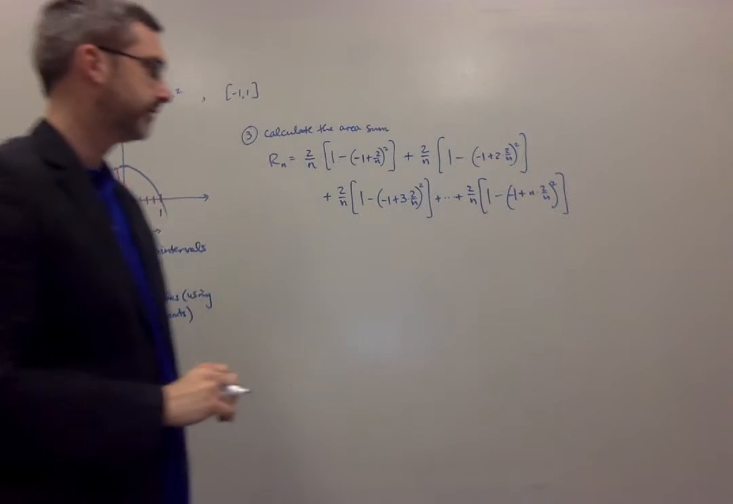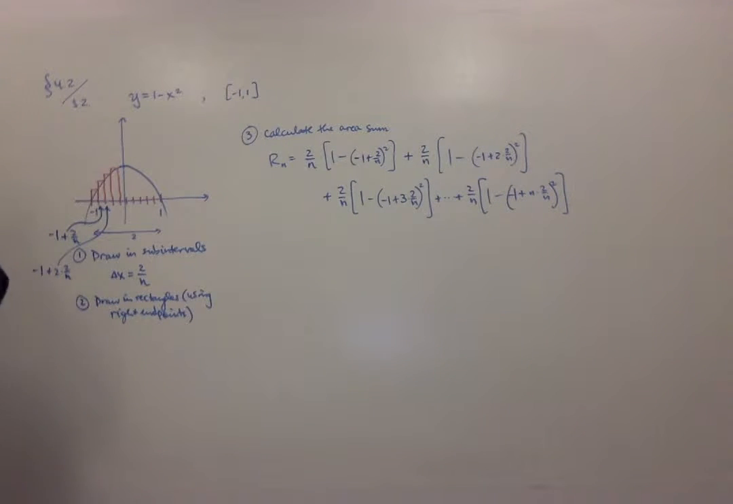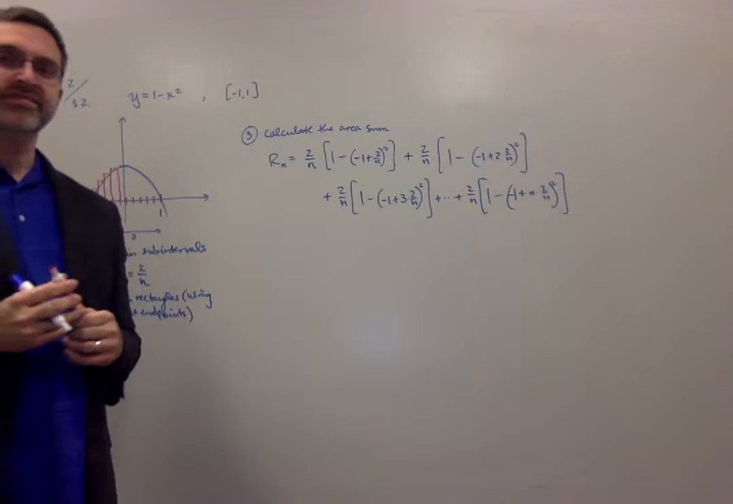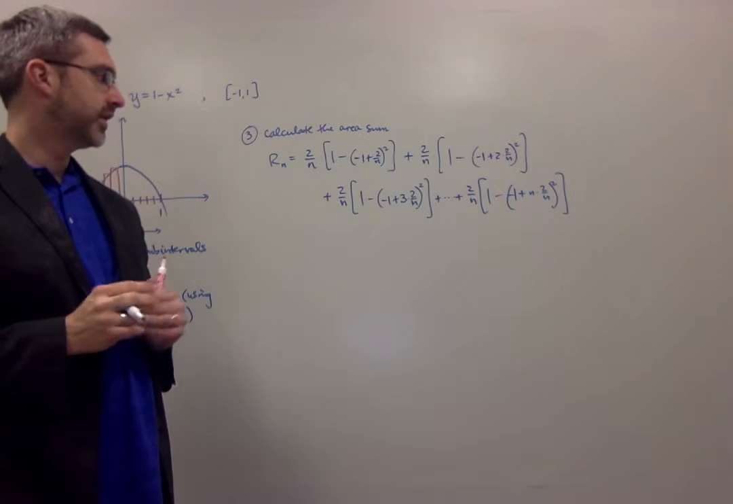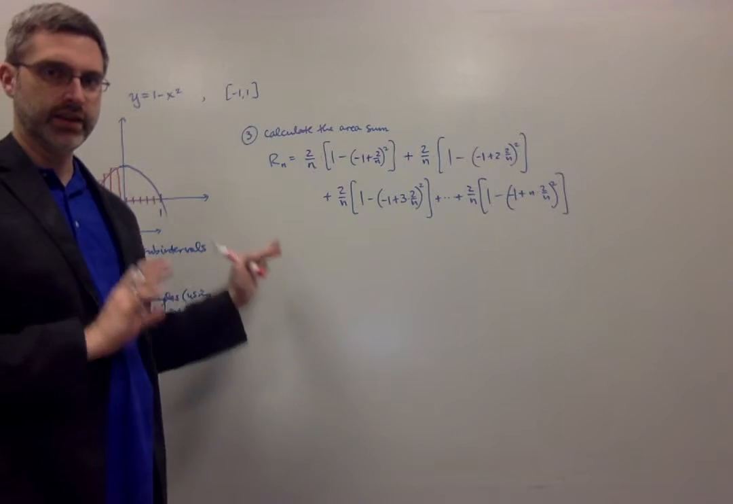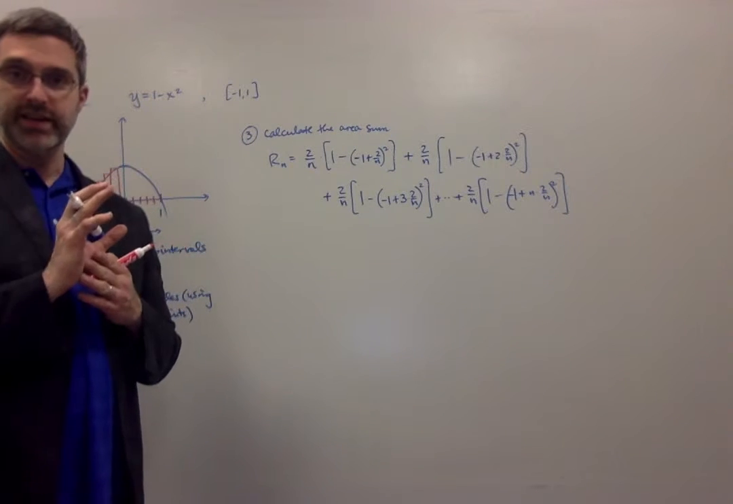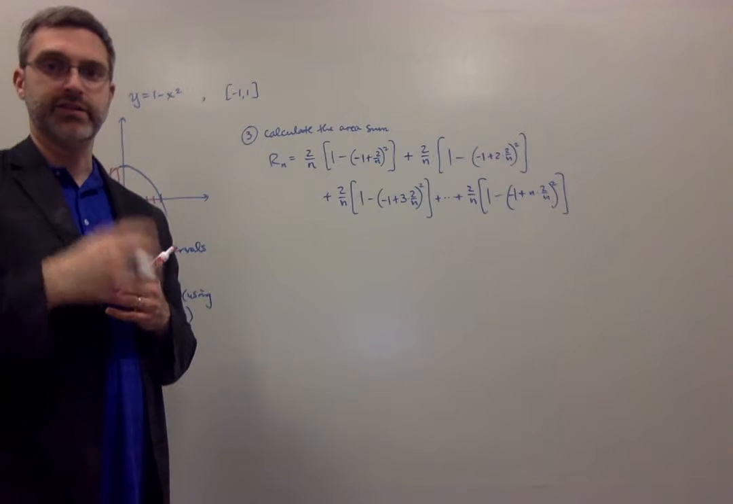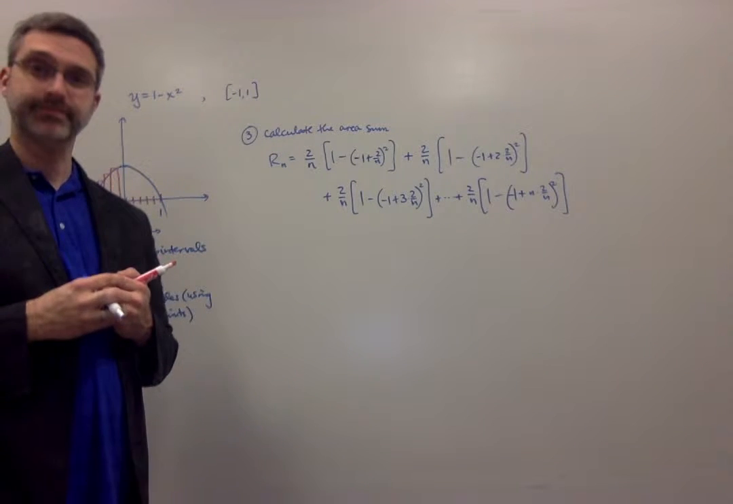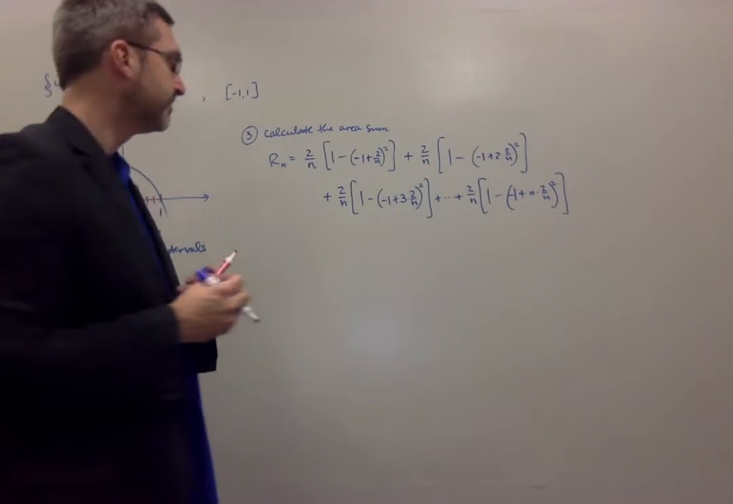Got it? So that is our area sum. And now what we're going to do is stick it in sigma notation and then play with it until we get a nice closed form. Once we get that closed form, the last step is going to be to take that limit. Okay?